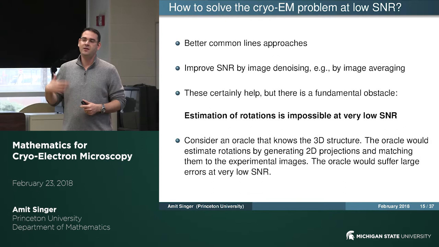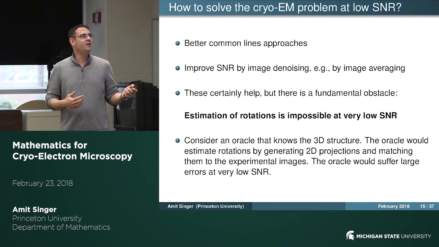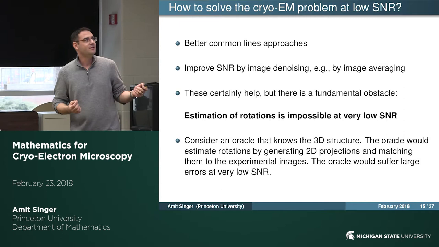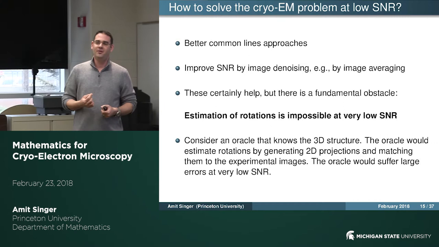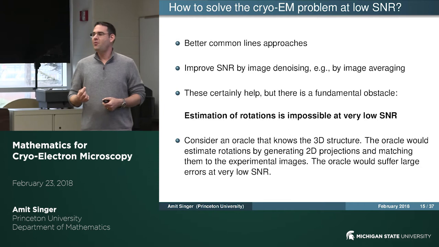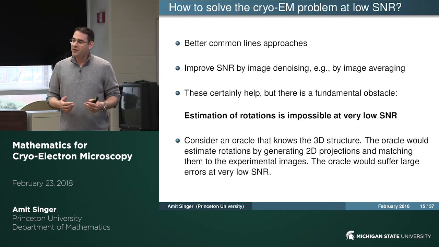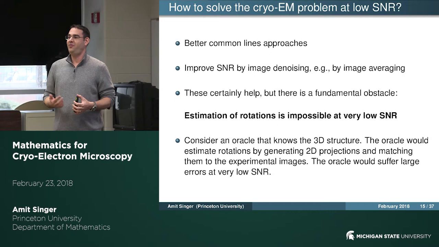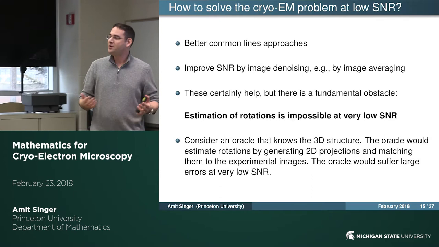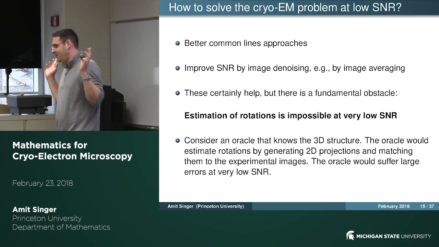Again, this helps, but for all of these improvements, there is still a fundamental obstacle that I want you to realize. The fundamental obstacle is that estimation of rotations is impossible or too erroneous at very low SNR. And the reason why you cannot estimate rotations at low SNR, like the angular reconstitution is trying to do, is because even an oracle that would try to estimate the rotations would fail. Let's say an oracle knows the structure of the molecule. There is nothing more that you need, right? The oracle knows the structure of the molecule.